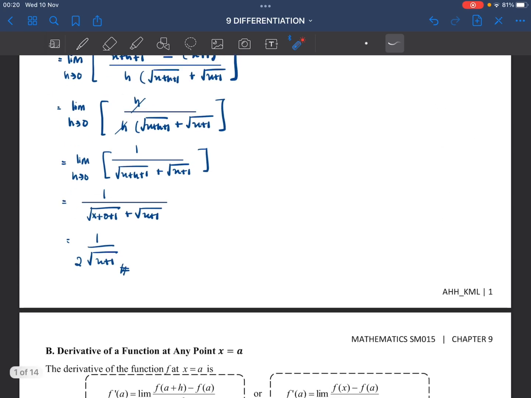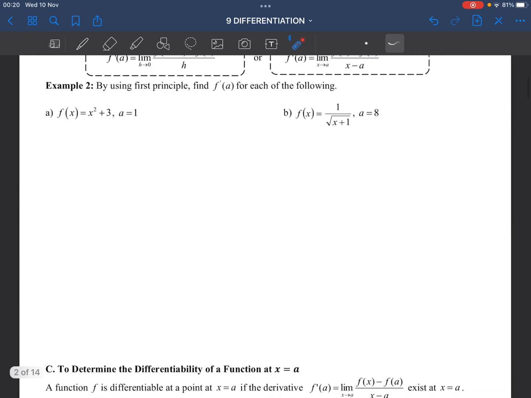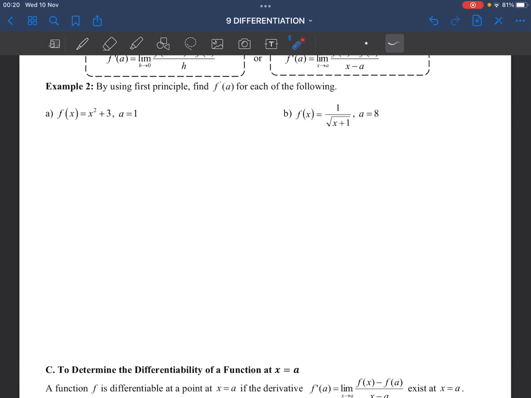Okay, so instead of a function, we are going to get a value. Okay, so now just the same thing. Okay, let's try question A. We have f(x) equals x squared plus 3 when a is equal to 1.